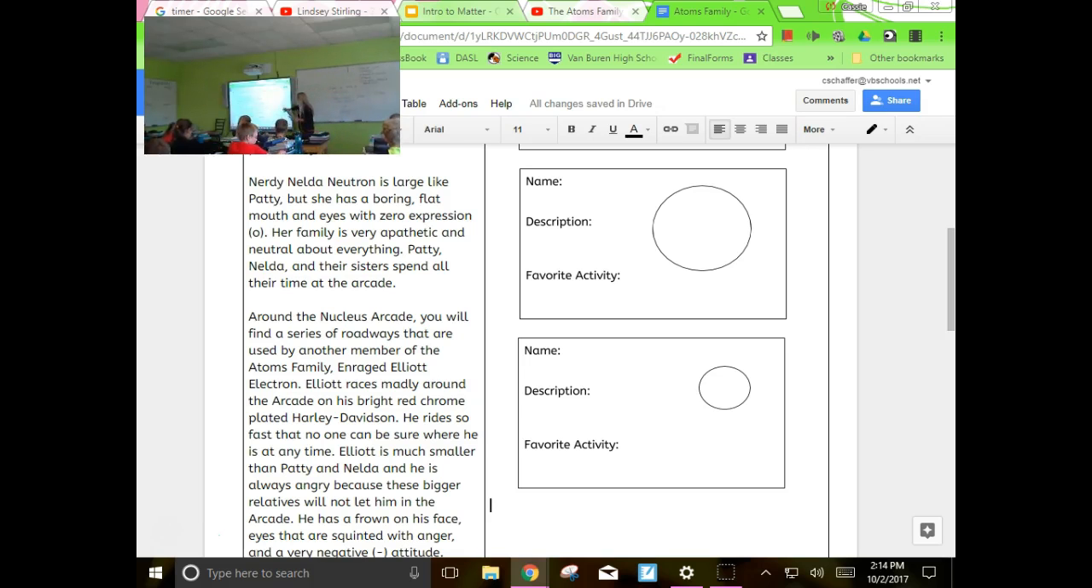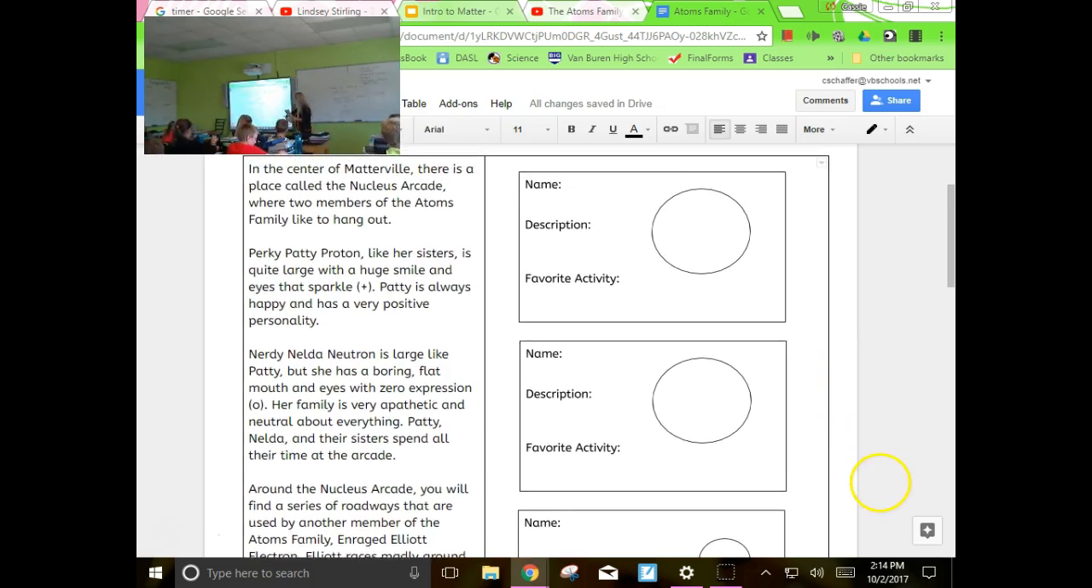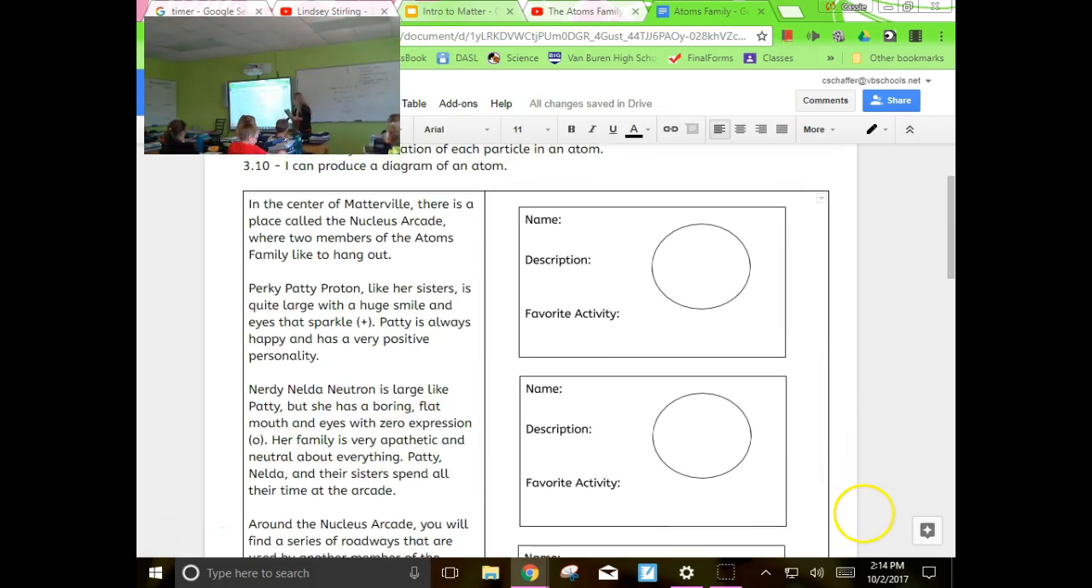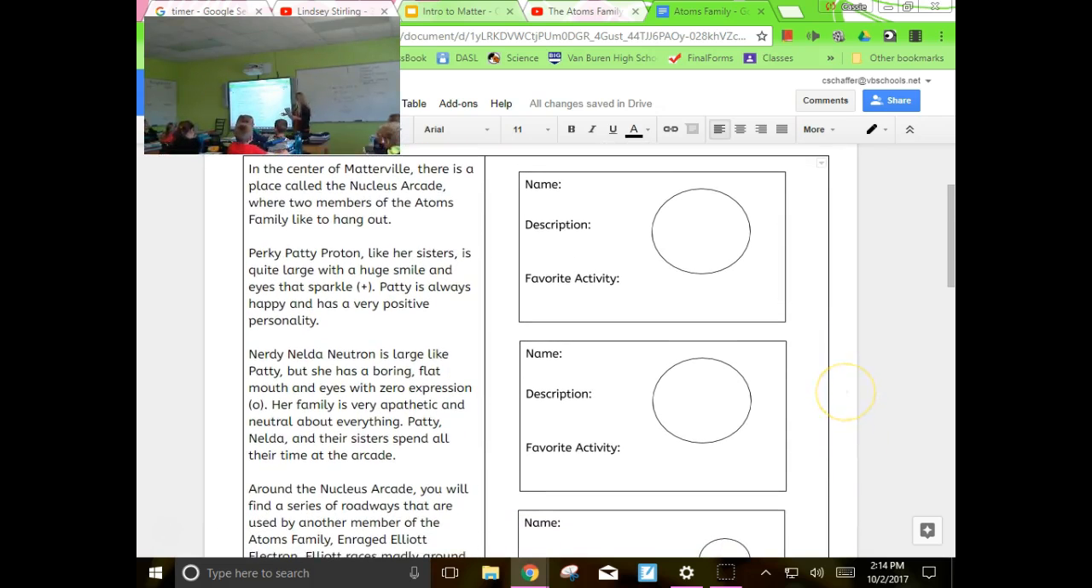Okay. So, starting off, I'm going to read the first few paragraphs. And we're going to talk about different people. So we are actually making a photo album of these different people. So once you hear a person, raise your hand.